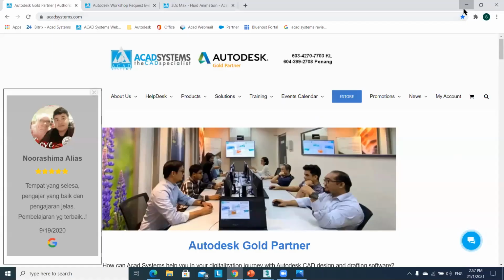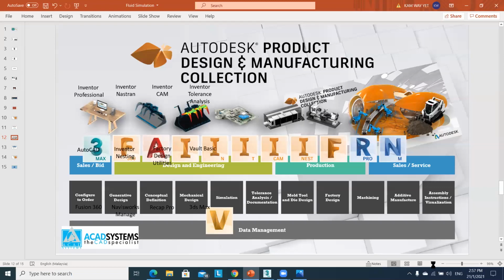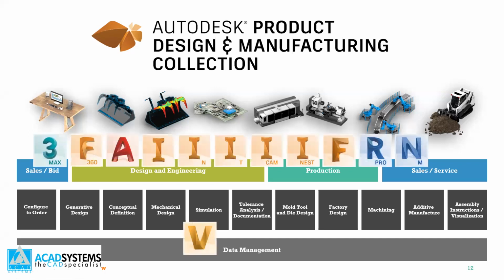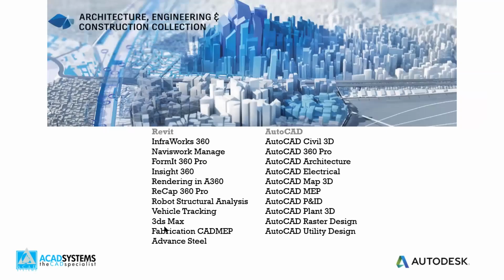All right, so that will be the main part of my presentation. Before I end, this is where you can get your 3ds Max. You can get 3ds Max when you purchase the collection. For example, the first one is the product design manufacturing collection. 3ds Max normally is used at the sales and bid stage. And for architecture, with the AEC collection, you also get 3ds Max.